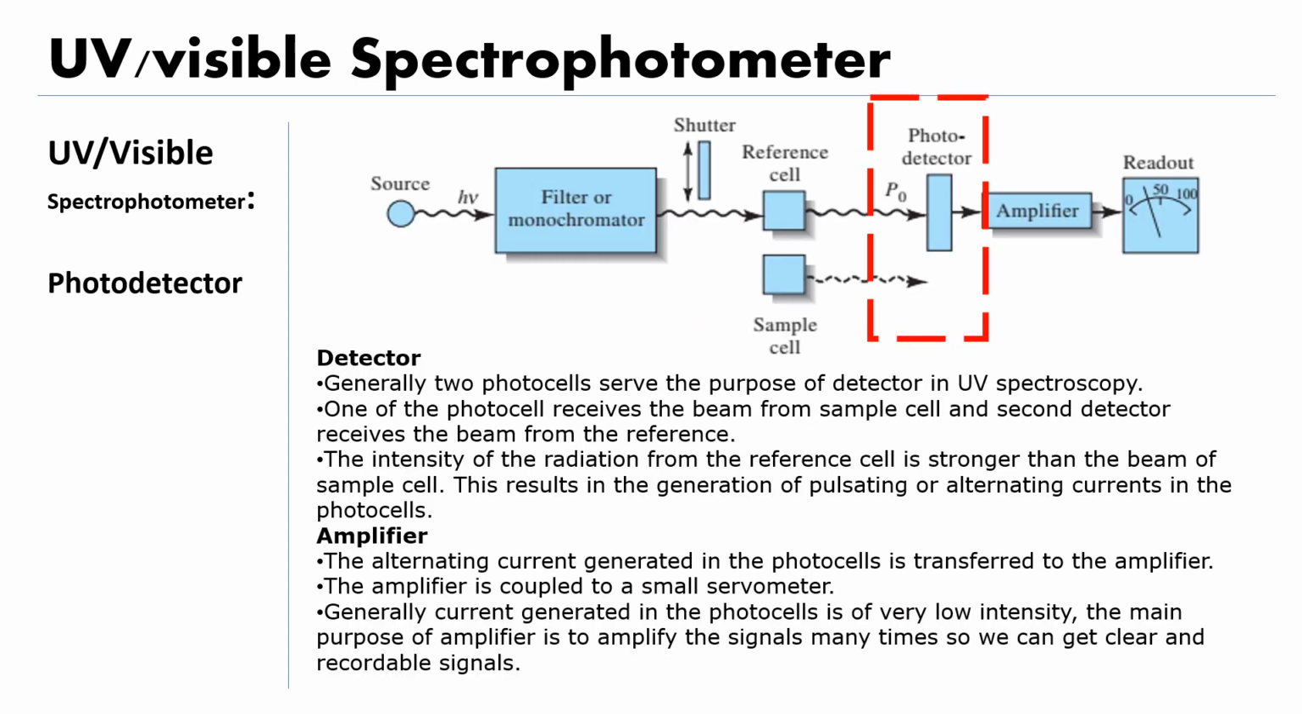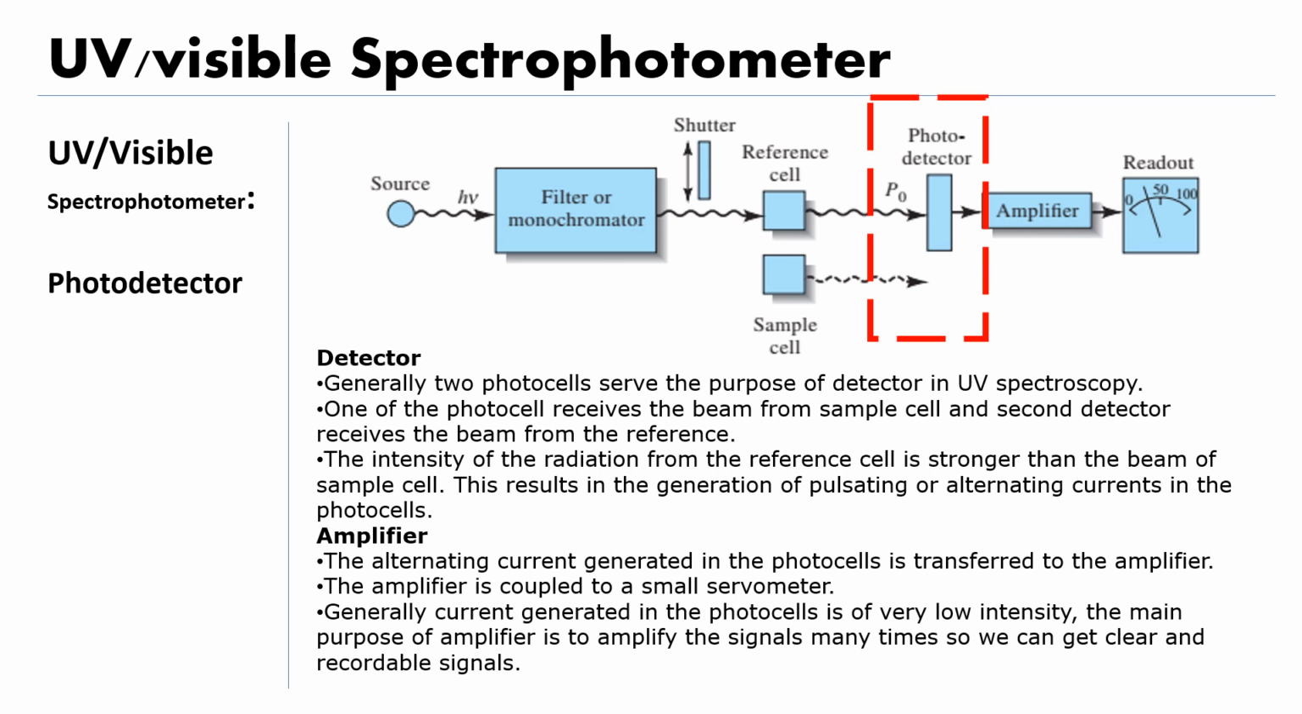The next component is called the photo detector. And what are photo detectors? Photo means light, and detector. So those detectors which are used for the detection of the intensity of the light are called photo detectors.